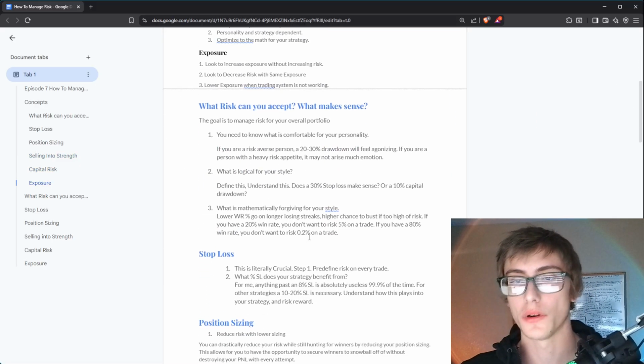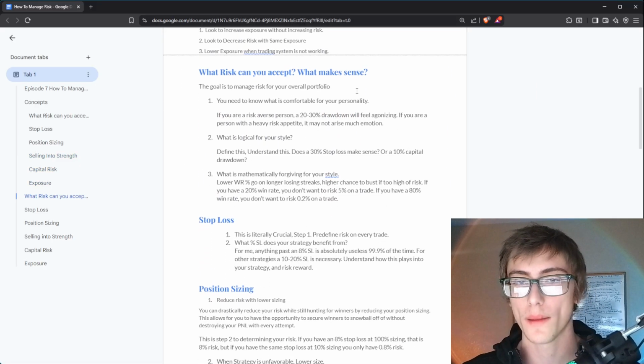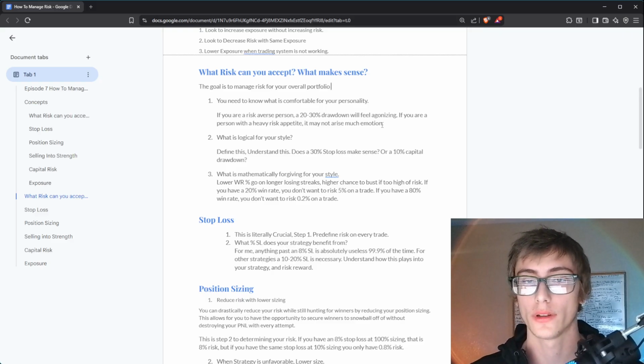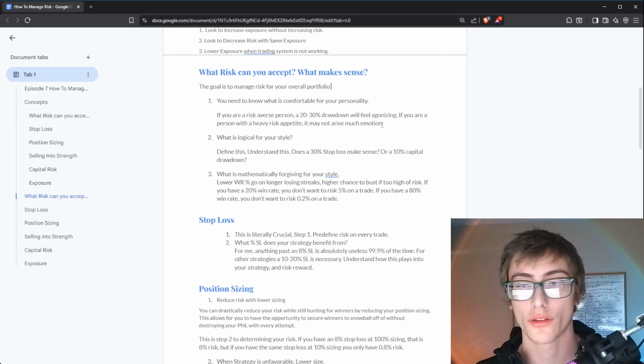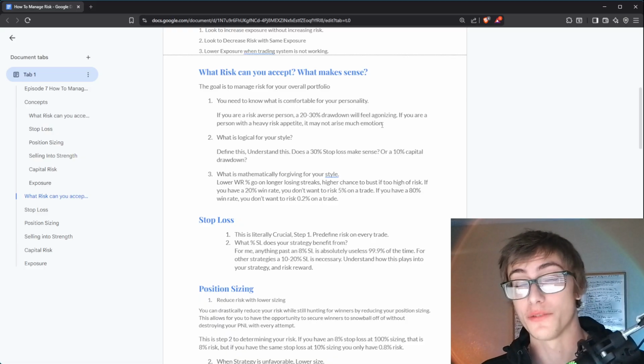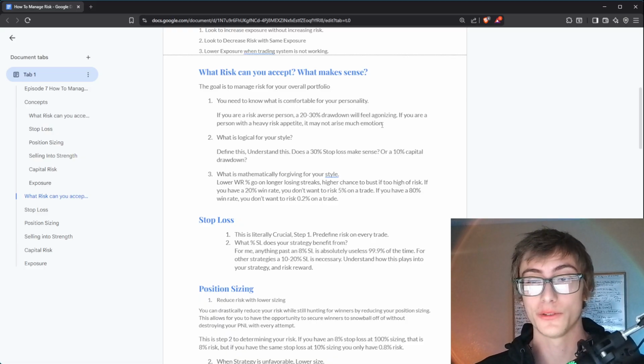So getting right into it, what risk can you accept? What makes sense? The goal is to manage risk for your overall portfolio. So one, you need to know what is comfortable for your personality. If you're a risk averse person, a 20 to 30% drawdown will feel like absolute hell. It'll feel agonizing. Now, if you're a person with a heavy risk appetite, it may not arouse much emotion, which to me would be crazy. I would be losing my mind.